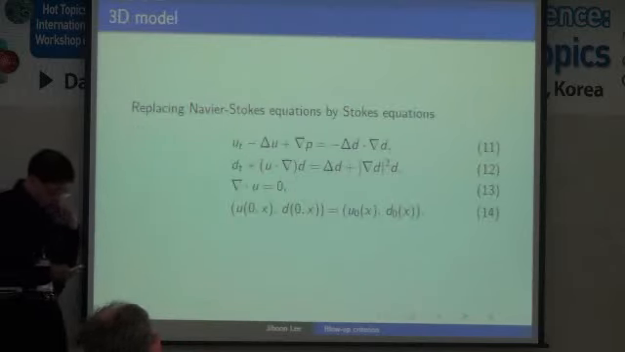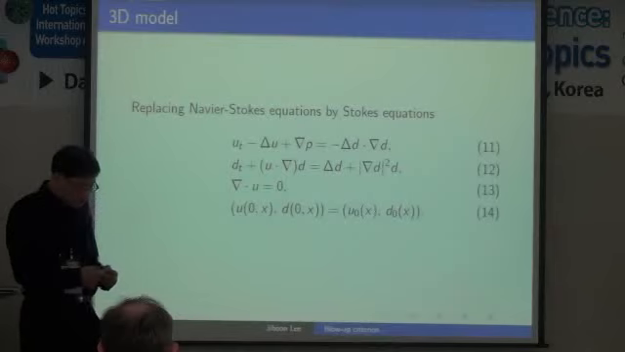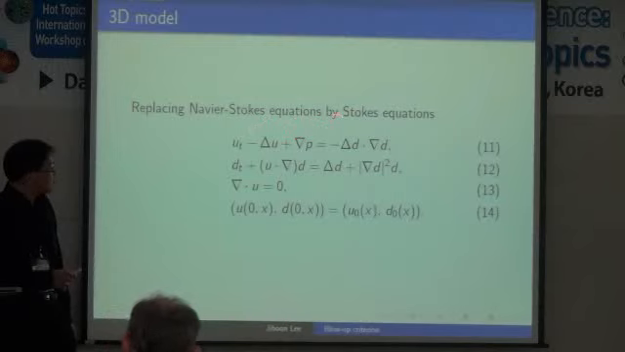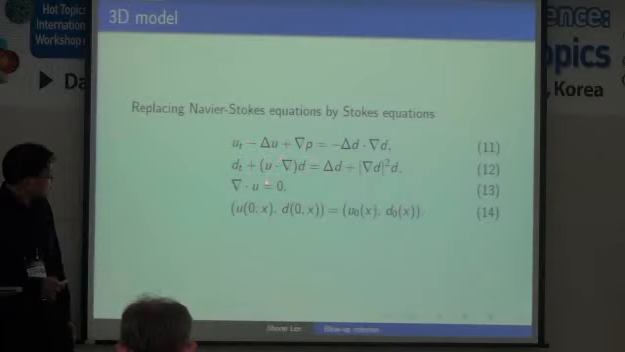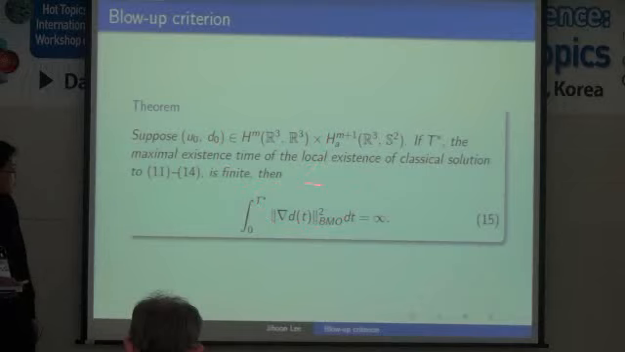And so in some sense, in 2 dimensions, the only nonlinearity is from the harmonic map heat flow, because the Navier-Stokes equations are regular in 2 dimensions. And so let me see 3 dimensions. In 3 dimensions, let's consider some kind of Stokes system, where we replace the Navier-Stokes equation by Stokes equations, and in this case we can have this kind of blow-up criterion.